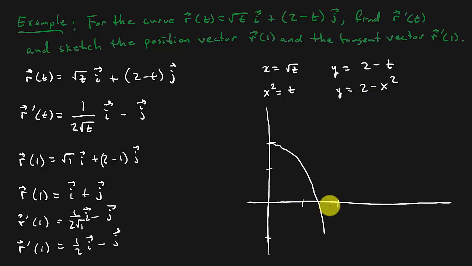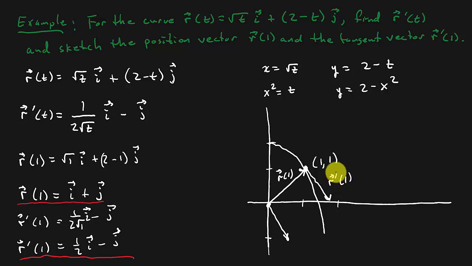All right, so the vector r of 1, we've got that right here, and we've got r prime of 1 right here. So if we sketch r, that's 1, 1. So this is r of 1. This is the point 1, 1. And then if we sketch r prime of 1, that's 1/2, negative 1, which is right here. Then we can move this vector so the initial point of this vector is right here. So this is our r prime of 1. And there's the sketch of it. All right, so there's that example.